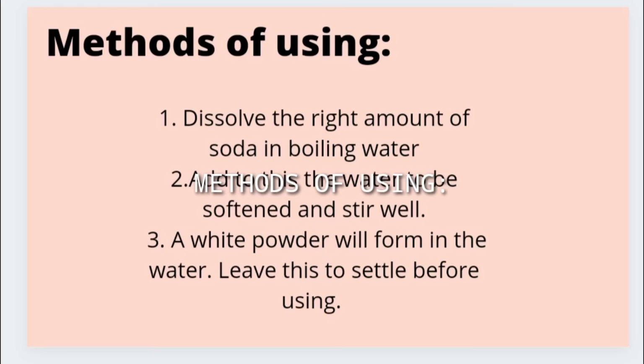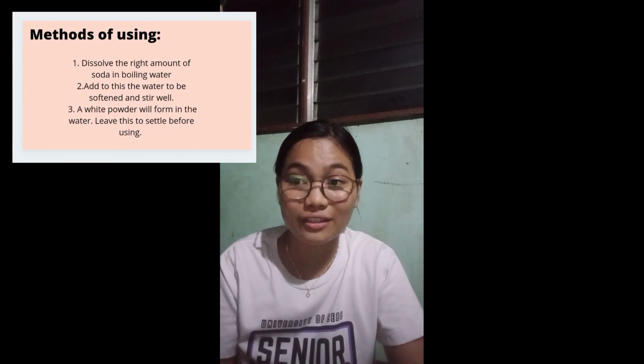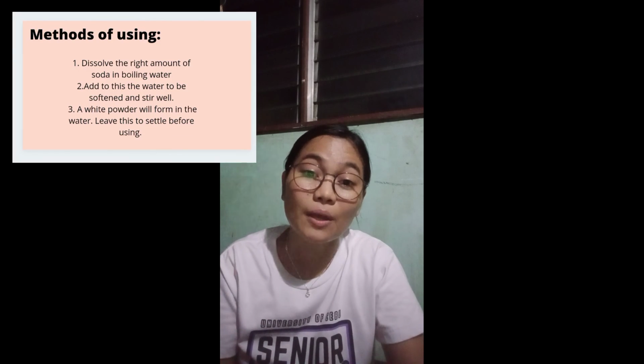Most importantly, we need to know the method of using it, and there are 3 steps. First, dissolve the right amount of soda in boiling water. Take note of that. Second, add this to the water to be softened and stir well. And lastly, a white powder will form in the water. Leave this to settle before using. So again: dissolve the soda in boiling water, second, stir well, and third, leave it to settle before using.